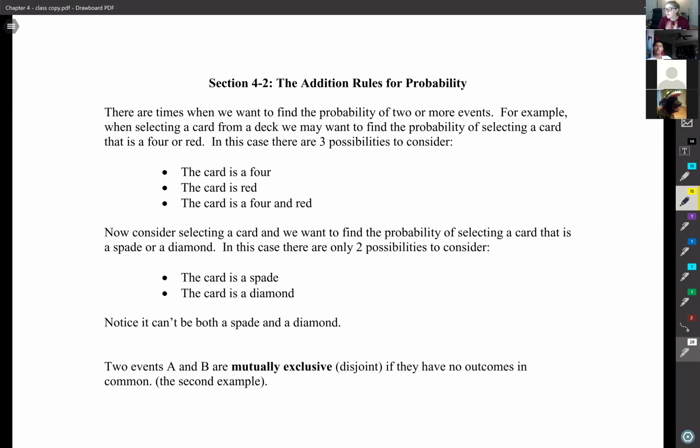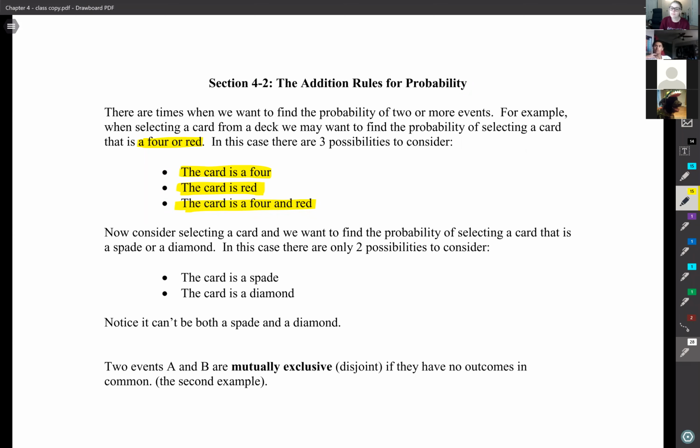Okay. So 3 possibilities to consider here. One would be I pick a card that's a 4. So if I want to know the probability of picking a 4 or red, one of my options to satisfy that would be I pick a 4. Another possibility would be the card is red. So I pick something that's red. So what? Hearts or diamonds? And then another option is that the card is a 4 and red. So it satisfies both. So note that a card can be a 4 and red at the same time.